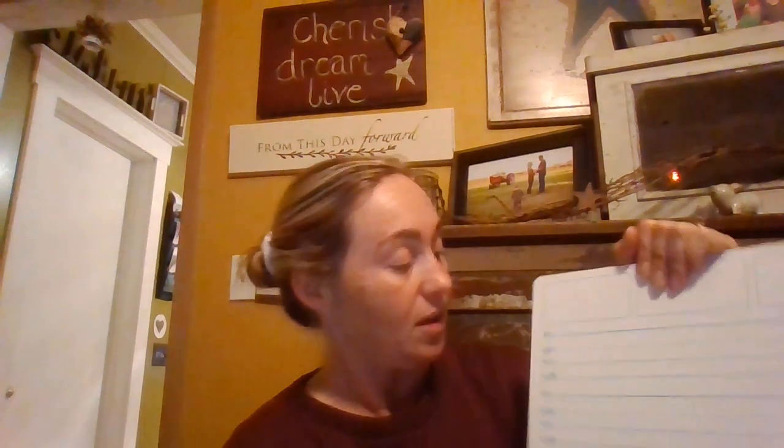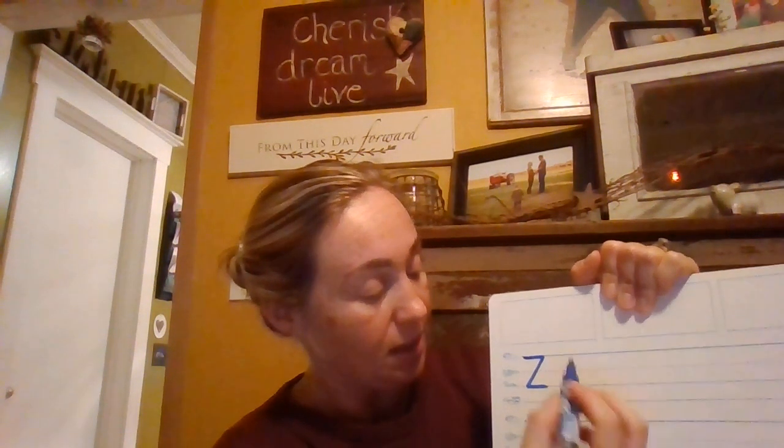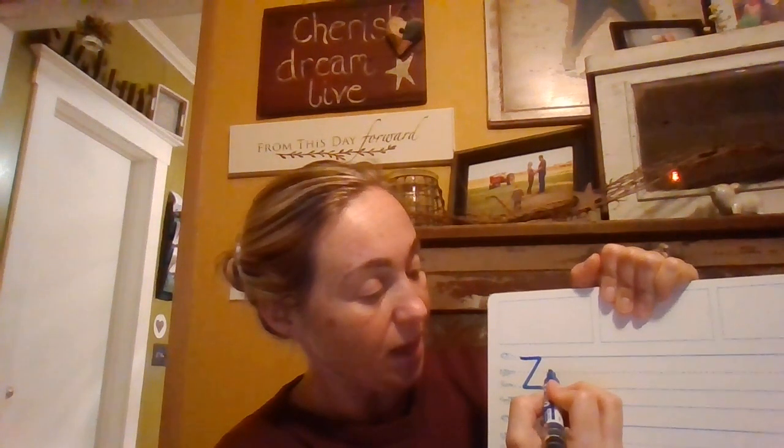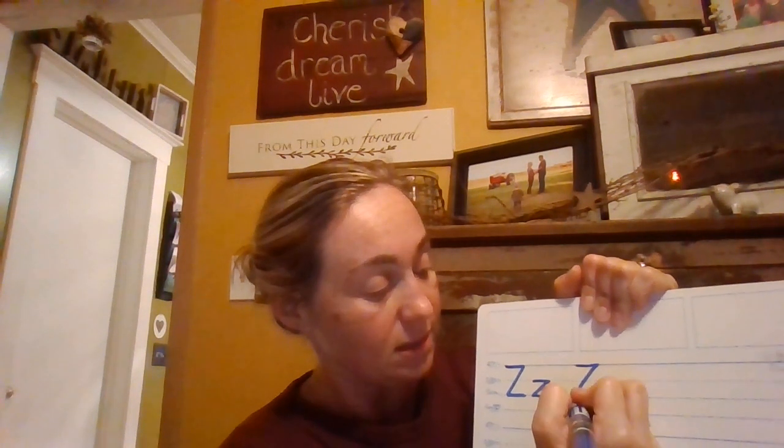And lastly, what is that last letter of the alphabet? Z. Okay, skyline, I go over, slide down to the grass, and then a little line back over. Same thing for the lowercase, only I start at the plane line. Z, zebra, z. Z, zebra, z.